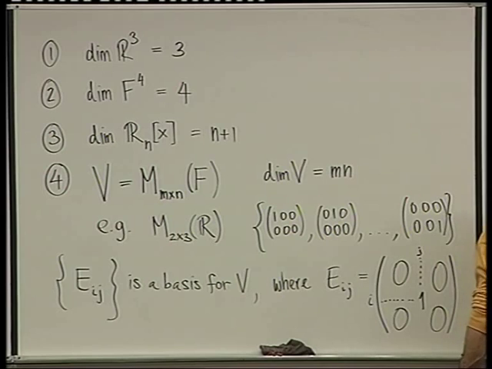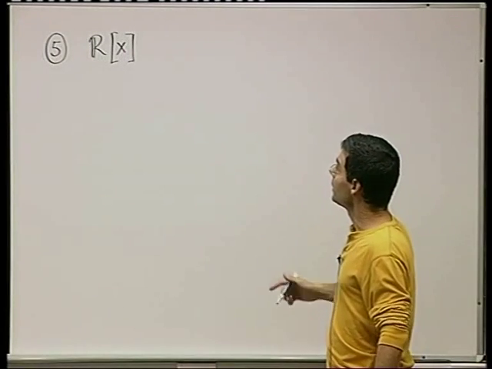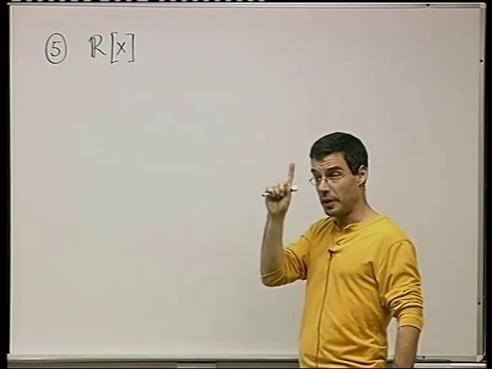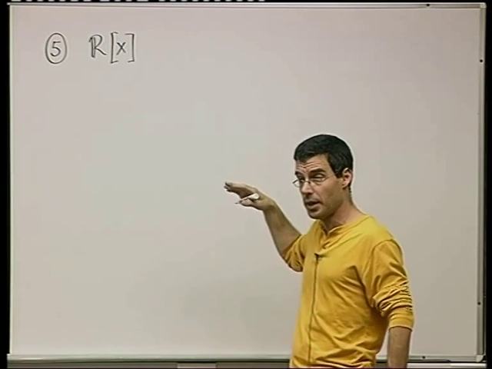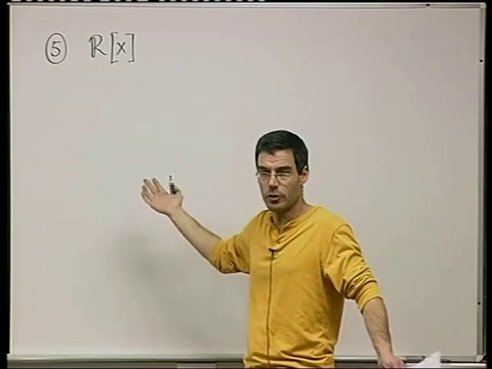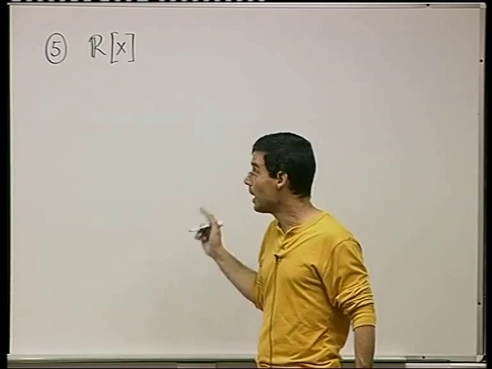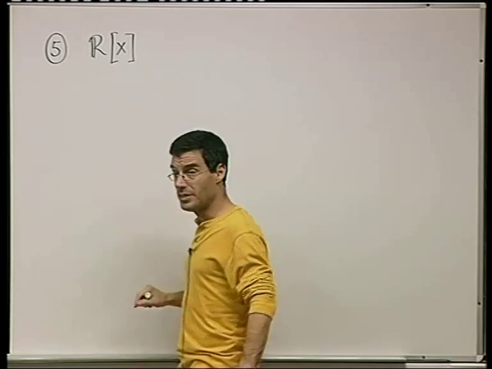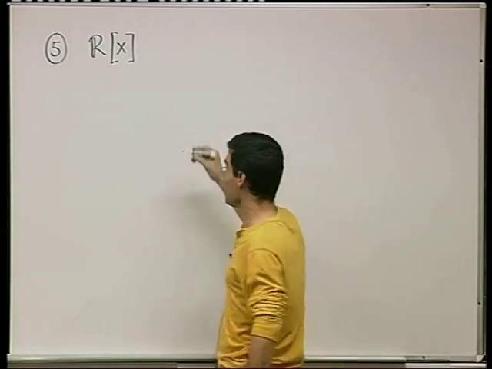So here's example number 5. R[x] is polynomials with one variable x over the field R, but with no limitation on the degree of the polynomial. Okay, so all the polynomials form a vector space, right? You can check all the axioms, they're all satisfied, right? But what can you say about the dimension of this? Non-finite. Right, it's not finite dimensional.